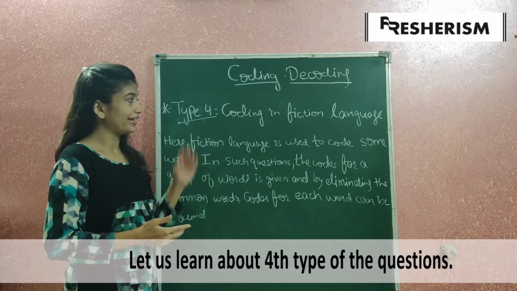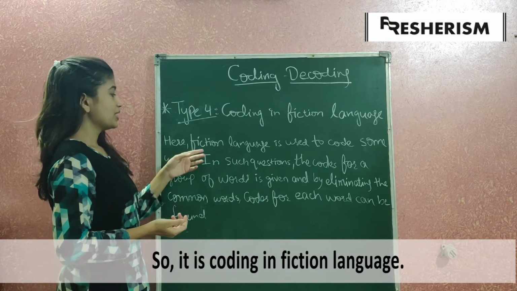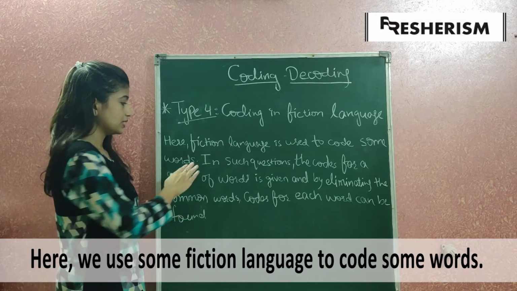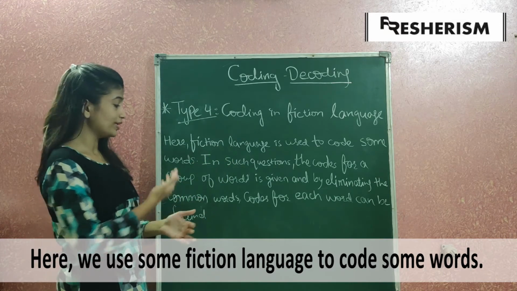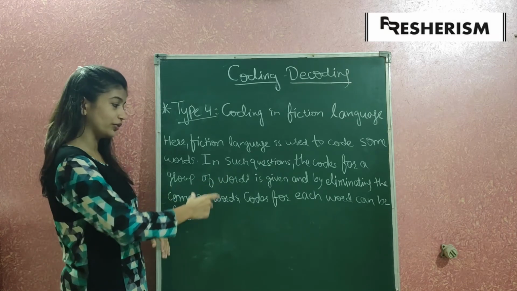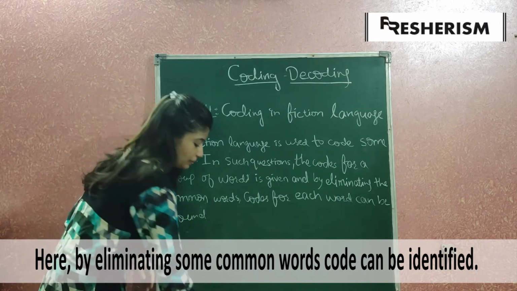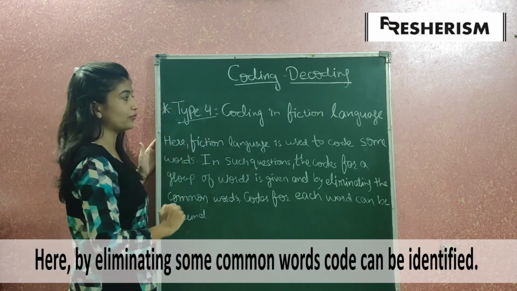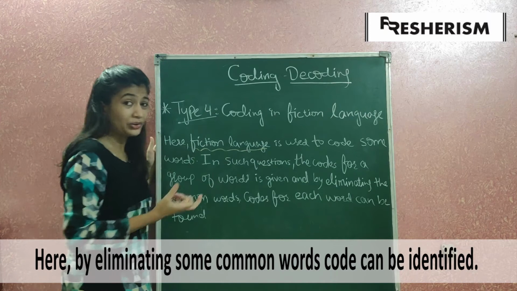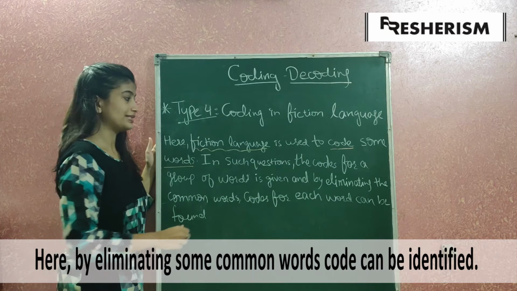For coding and decoding, this is coding in fiction language. In this type of question, fiction language is used to code some words. In such questions, the codes for a group of words are given, and by eliminating some common words, the code for each word can be identified. That means in this type of question, some other type of fiction language is used to code some words.